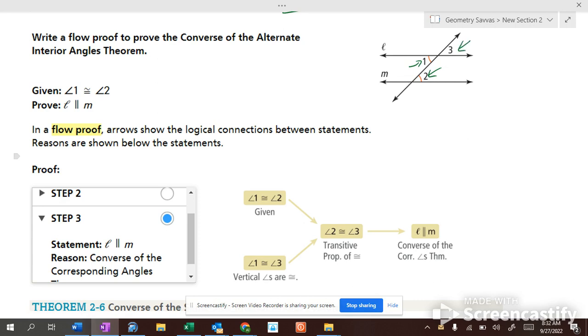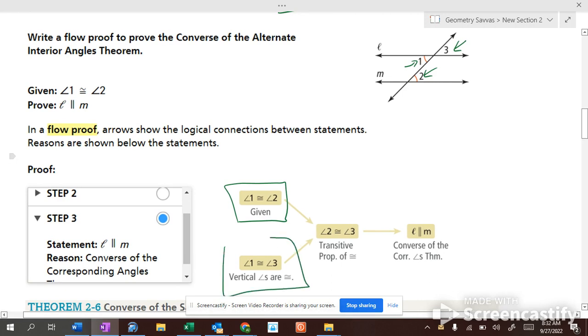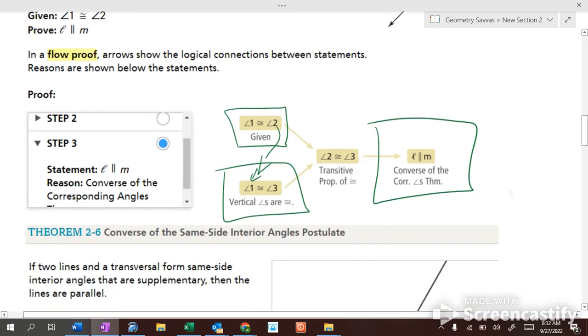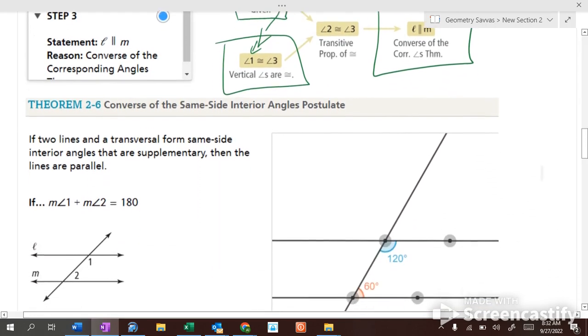So first we say given angle 1 is congruent to angle 2, then the vertical angles are congruent, 1 and 3. And using substitution or the transitive property, we replace angle 1 here with angle 2 up here. So 2 and 3 are congruent, and we know the lines are parallel because of the converse of the corresponding angles theorem. So that's a flow proof. It just uses arrows instead.